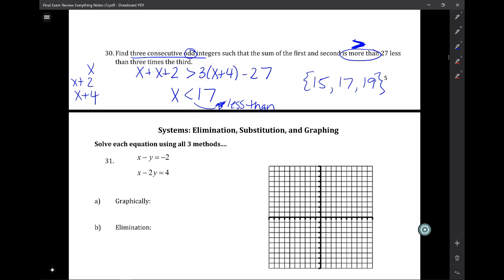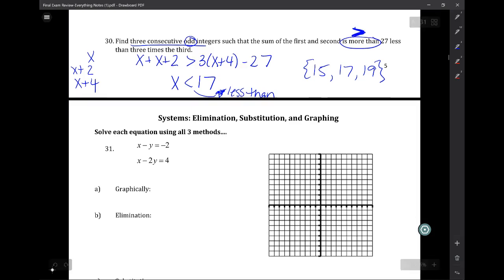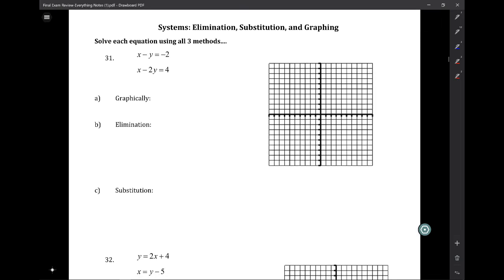All right, I have 2 more questions. I'm going to try and keep this one around 20 minutes. So 2 more questions. This next one we are going to be solving graphically and using elimination and using substitution, and we should get the same answer for all 3.